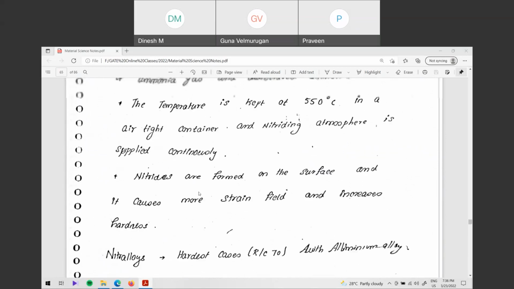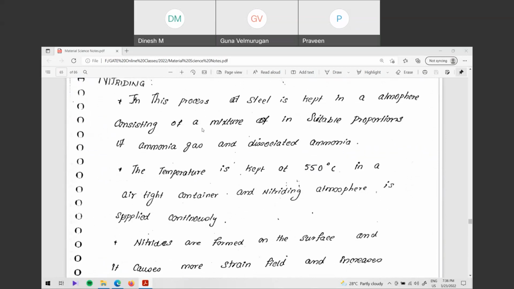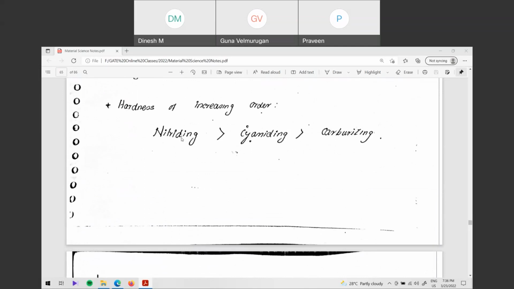So if you're putting your material in an ammonia gas environment, then nitrogen will be diffused into your component, and it is increasing its hardness. Because carbon and nitrogen are the important elements diffused into the material to create hardness. So nitriding is giving good hardness, then cyaniding, then carburizing.